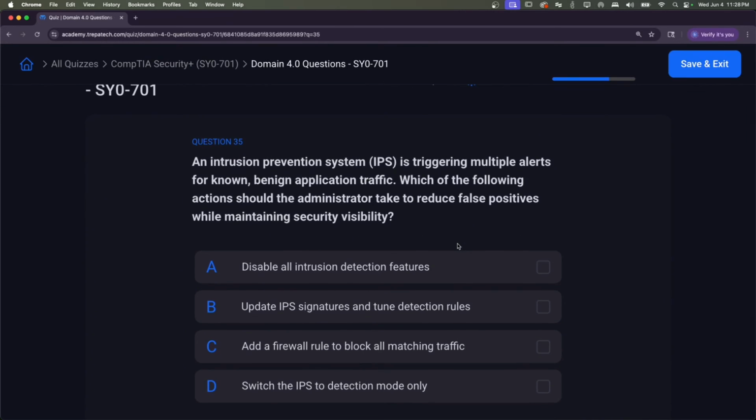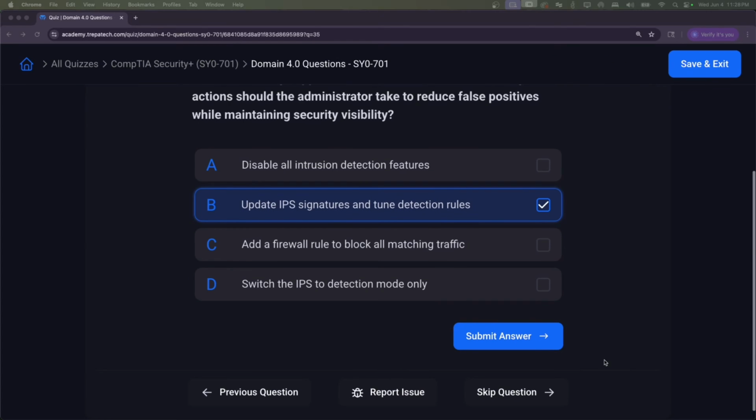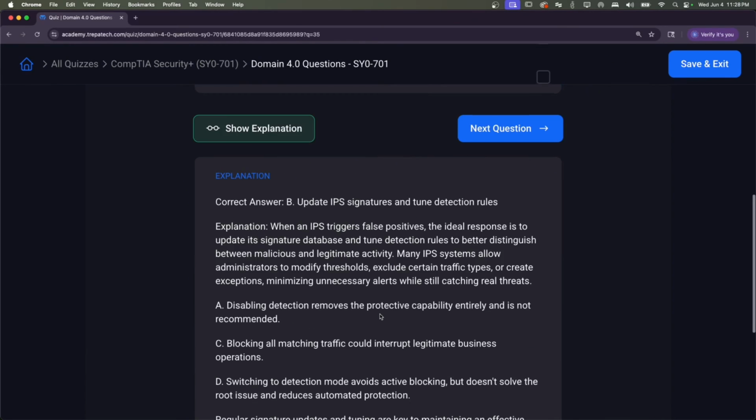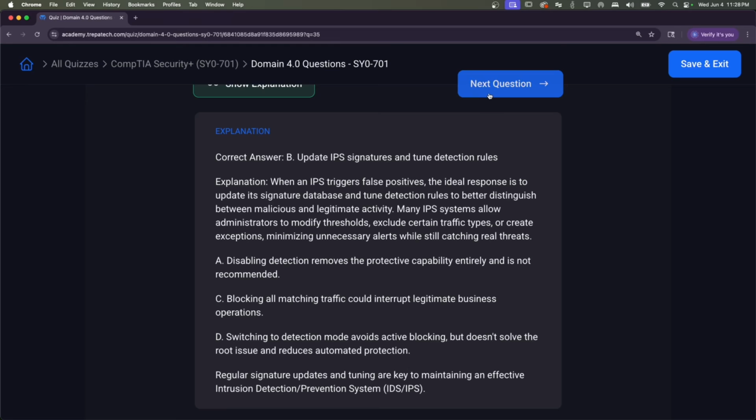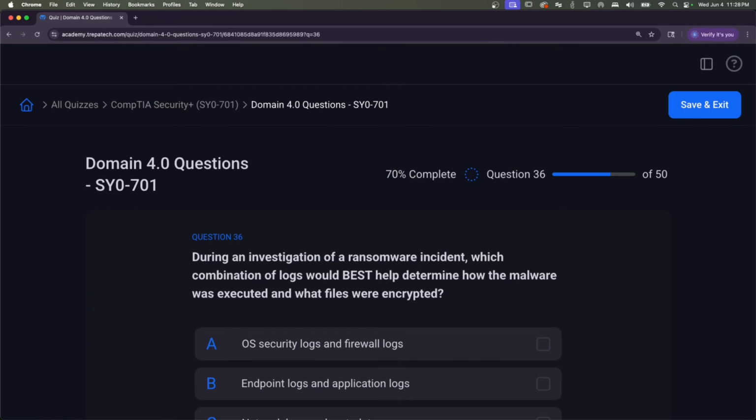All right, question 35. An intrusion prevention system, IPS, is triggering multiple alerts for known benign application traffic. Which of the following actions should the administrator take to reduce false positives while maintaining security visibility? I think I'm going to go with B here because we just need to fix the alert tuning, right? And maybe update what they should be looking for. So yeah, B, update IPS signatures and tune detection rules.